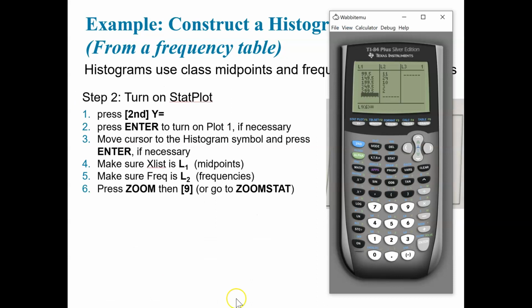So after you've got that all in, we are going to turn on our stat plot. So we're going to hit second, Y equals, and enter again to turn on Plot 1 if it's necessary. And then we want to get over to the histogram. And then we want to make sure the X list is L1. If you're not sure, you can see L1 is in blue. If it's not, you would hit second 1, and then, oh, I see that I did not actually get us to histogram here. There we go, you have to hit enter. Okay. X list is L1, and our frequencies we put in L2.